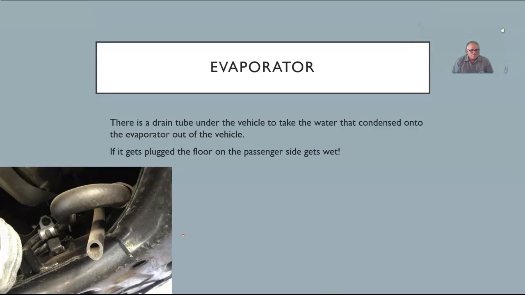Now, every once in a while, that drain tube can get plugged up. Now, the moisture that's coming off the evaporator is going to leak out the heater outlet inside the car. And the customer complaint is going to be, my car leaks, but it hasn't rained for a week or two, and they're complaining about the car leaking. So when you get that complaint of the floor is wet or the carpet's wet on the passenger side and it hasn't been raining, this drain tube is where you need to be looking to see if it's plugged.